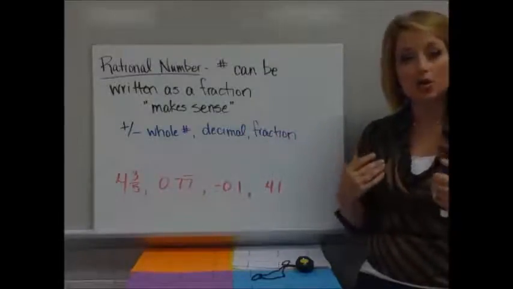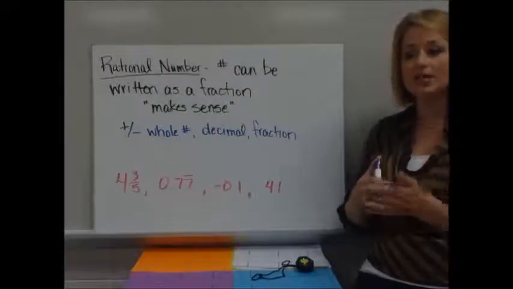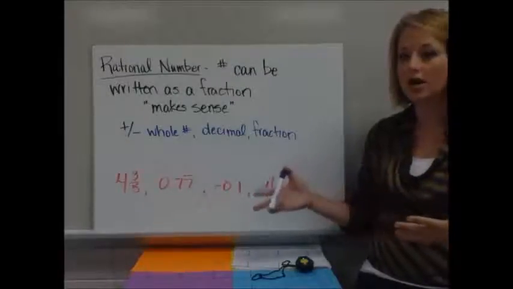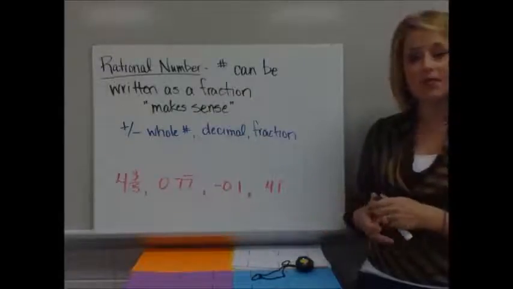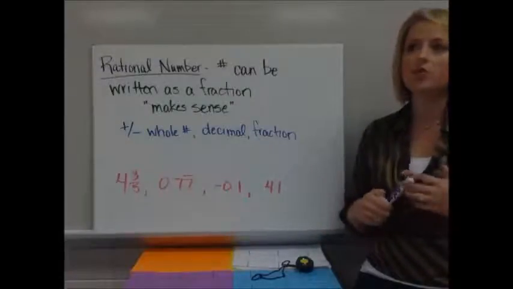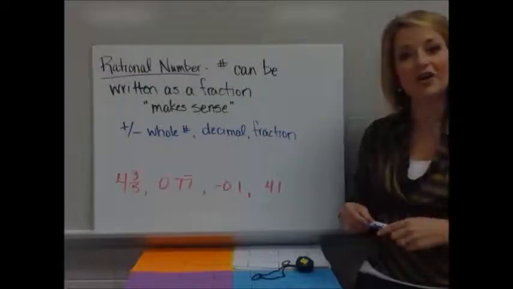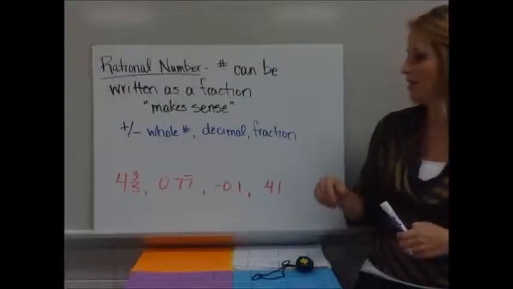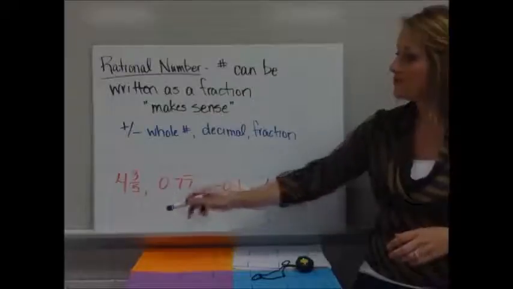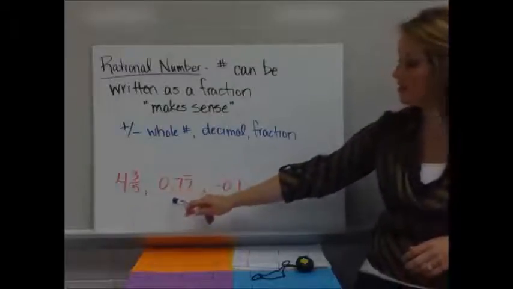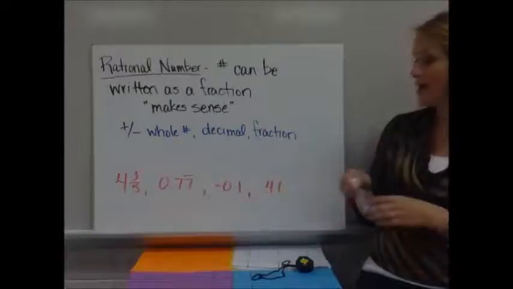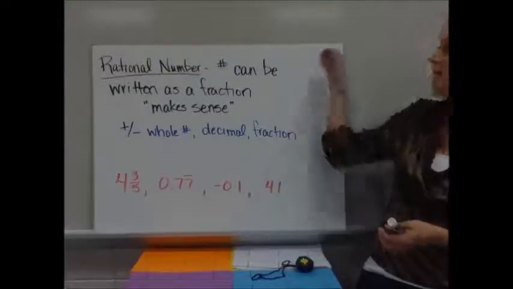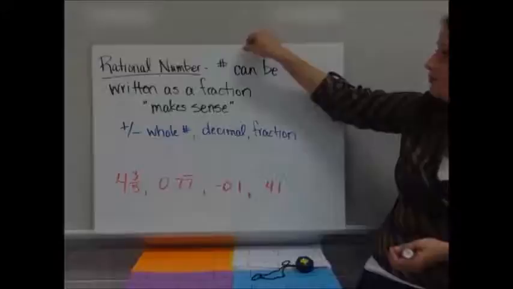Some examples of an irrational number are pi, because it is a decimal that goes on and on and on, and it doesn't repeat or terminate, and so there's no way to write it as a fraction. Or something like the square root of a negative 25, and you'll learn in 8th grade why that is an irrational number. Some examples of rational numbers: 4 3/5, 0.7 repeating, negative 0.1, and the whole number 41.